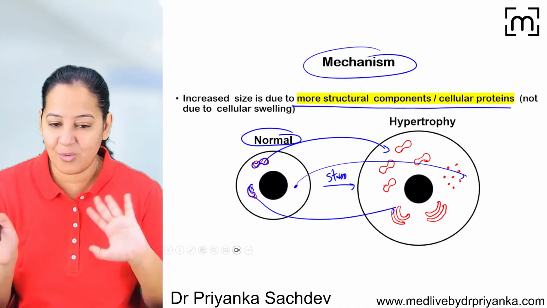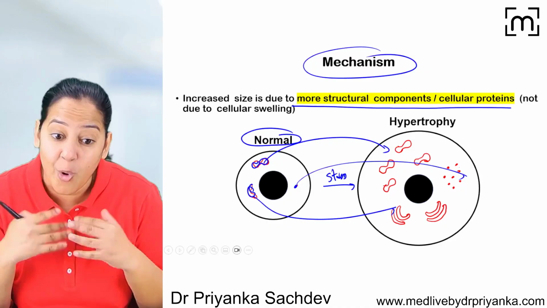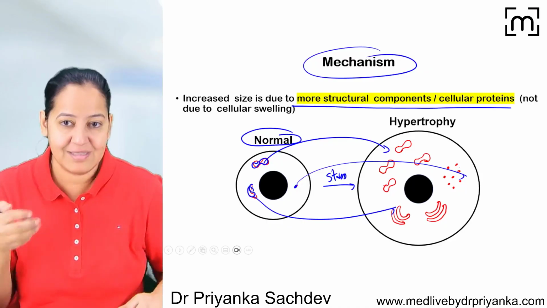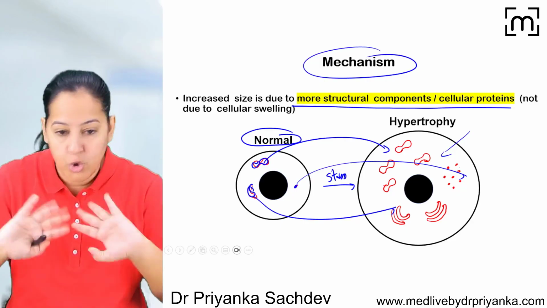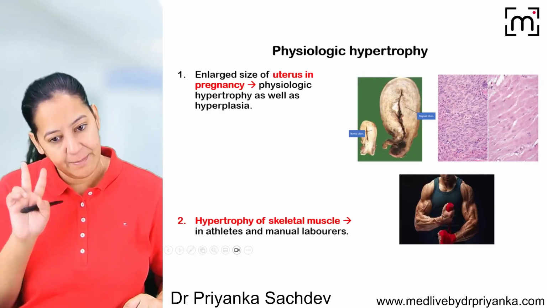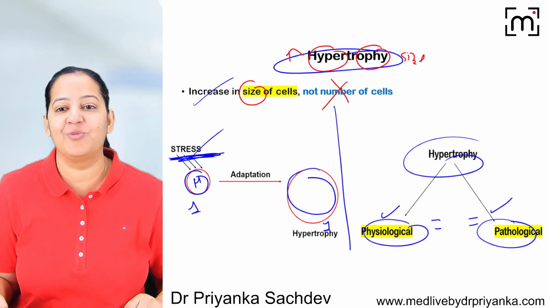Here there is no increase in growth factor or growth receptor. Here there is an increase in cell organelles. That's why the cell is increasing in size. It's not simple swelling, where the cell takes in water and swells out. No, it's not like that. It is an increase in cell organelles. This is the mechanism. Now tell me two examples of physiological and two pathological.